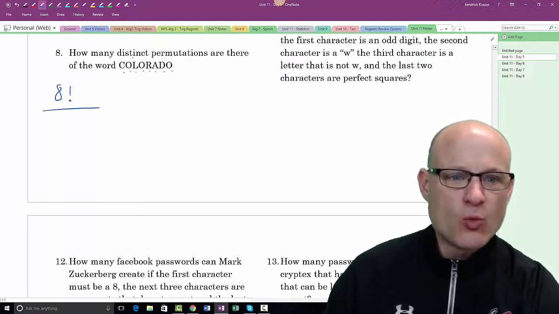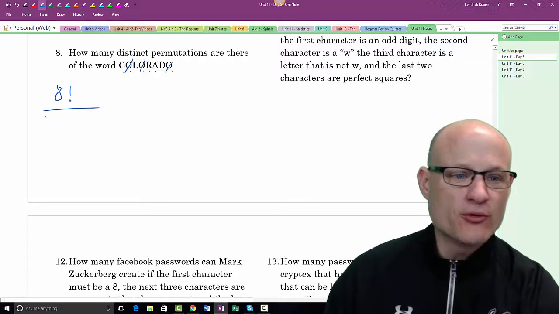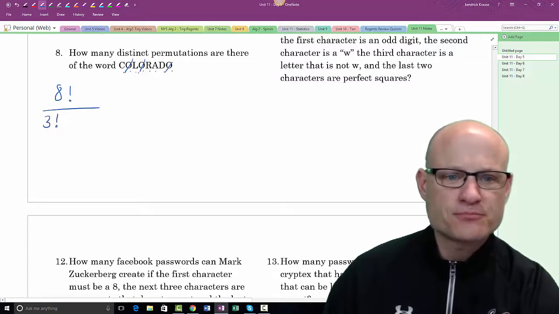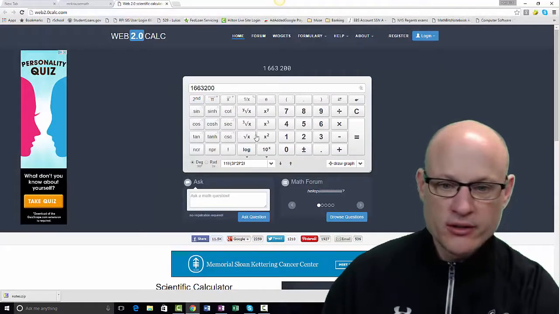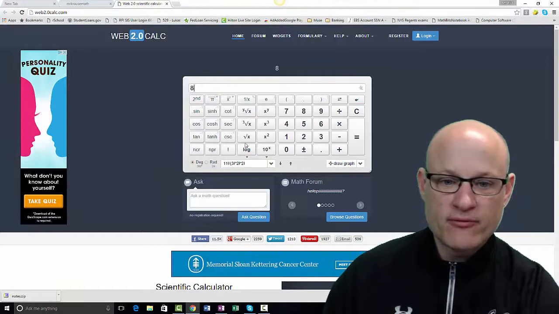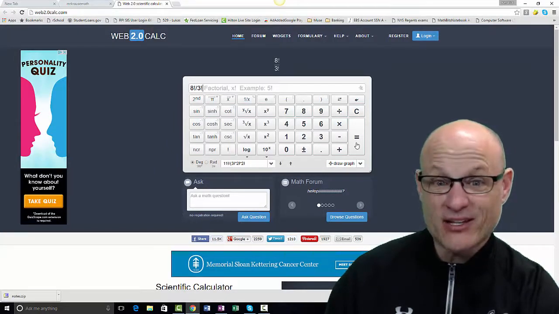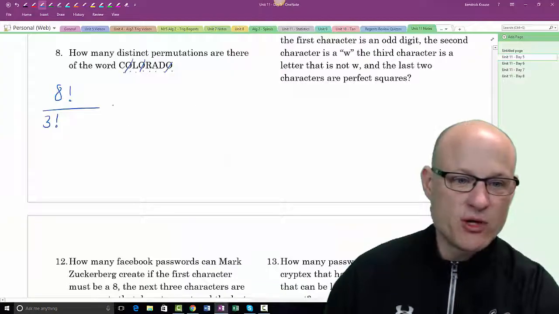Only 1 C. We got 1, 2, 3 O's. 3 factorial. 1 L, 1 R, 1 A, 1 D. Oh, that's boring. Clear. 8 factorial divided by 3 factorial. And I could have just divided by 6, by the way. 6720.